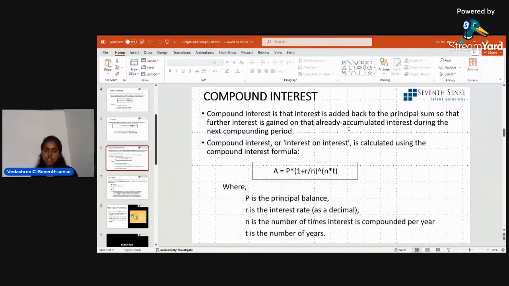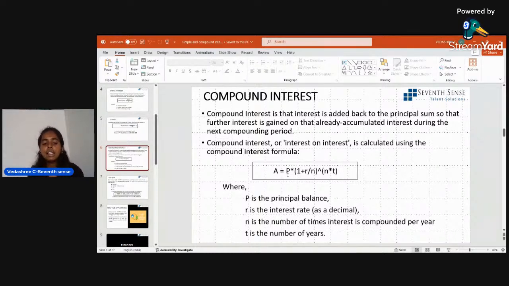So now the formula to calculate the compound interest is, so here is the formula to calculate the compound interest: A is equal to P into (1 plus R divided by N) to the power of N into T. So this is the formula to calculate the compound interest. Okay, this is the formula.